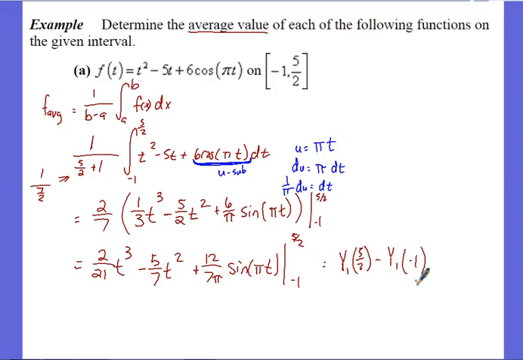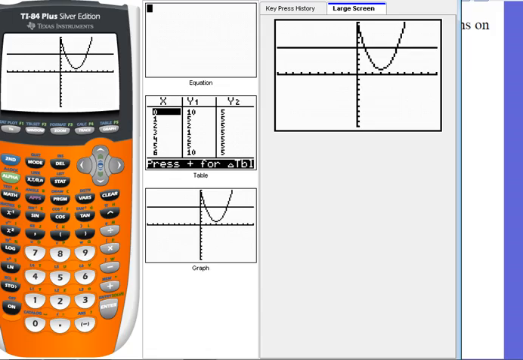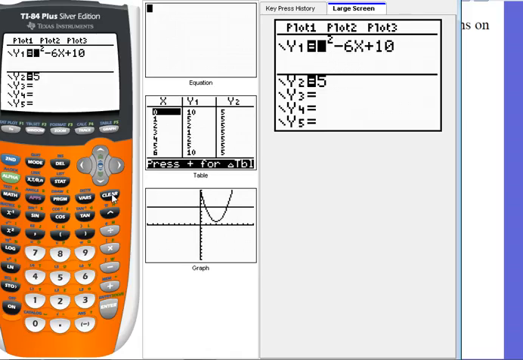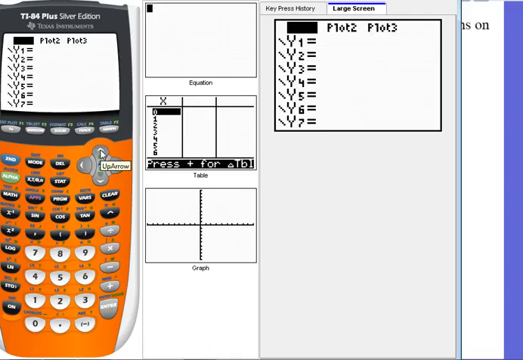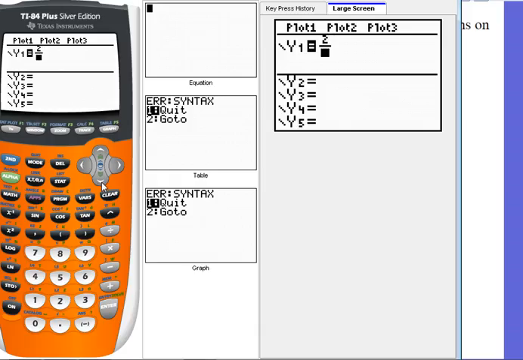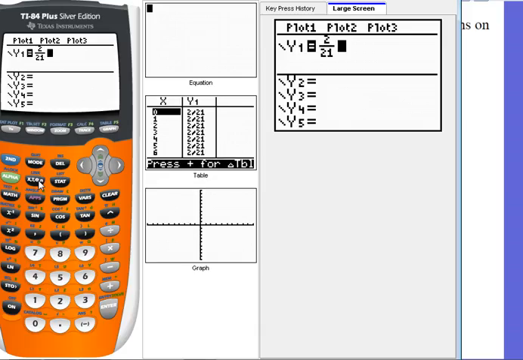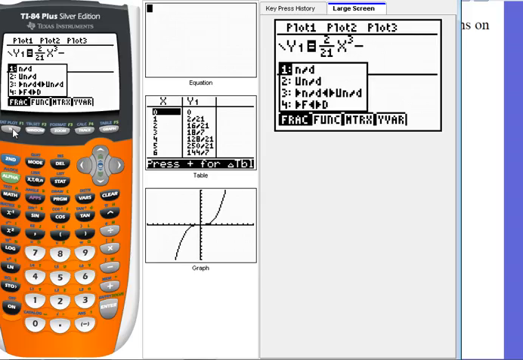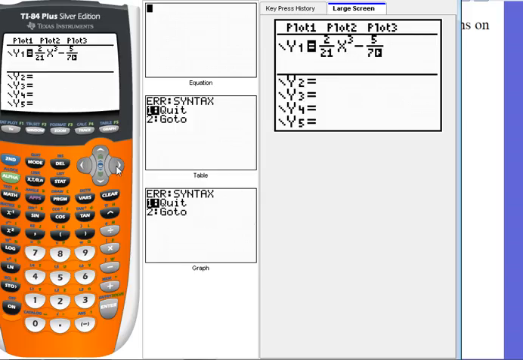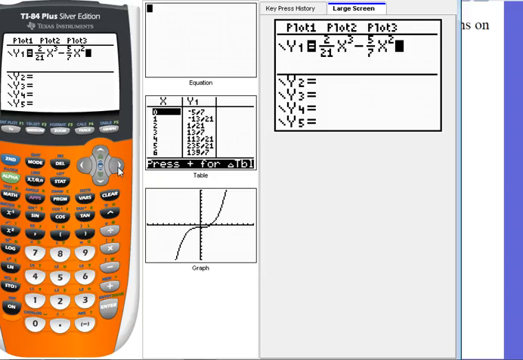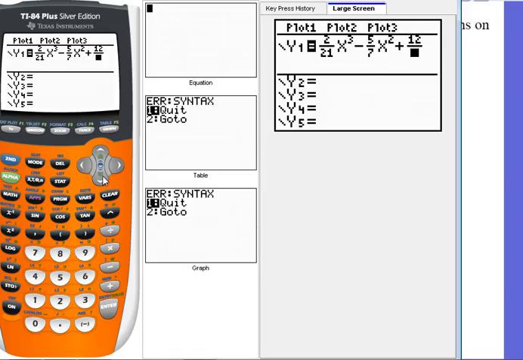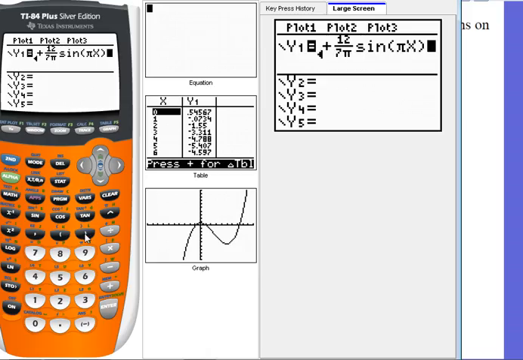Did you put that in y equals? So, if you go put the equation in y equals, it was 2 over 21 x cubed minus 5/7 x squared plus 12 over 7 pi sine of pi x.